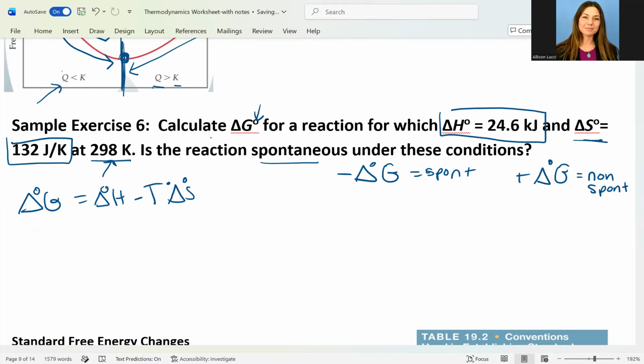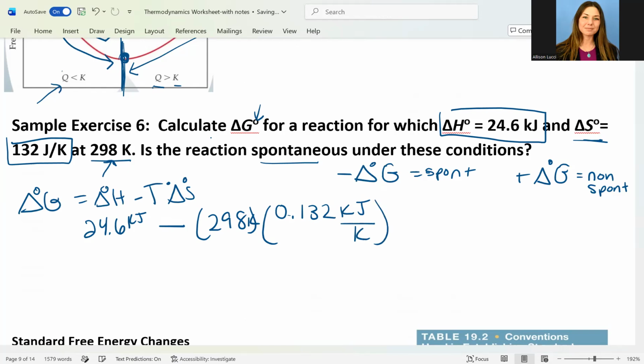So let's see here. We have delta H, so we'll plug that in. We have 24.6 kilojoules minus our temperature, 298. And we need that to cancel out with our entropy value here. I'm going to convert this to kilojoules. So I just divided that 132 by 1,000, and I get 0.132 kilojoules per Kelvin. The reason that I did that is so we can combine units easily at the end. So Kelvin will cancel.